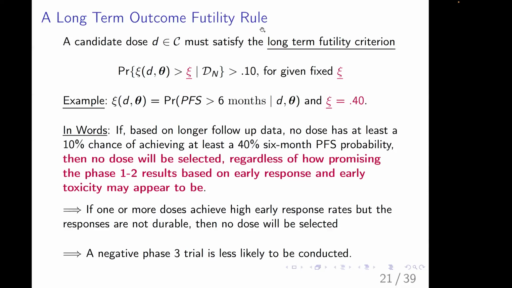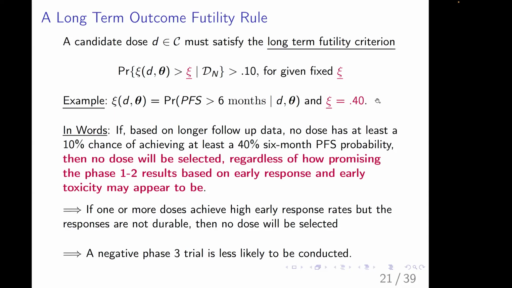Now, for the long-term outcome futility rule, Yang Zhang put this into the design, and it really is important. A candidate dose has to satisfy a long-term futility criterion. So for the long-term success criterion, it's got to have at least a 10% chance of being at least some fixed lower limit psi. And for example, if psi is 0.4 and the long-term criterion is the probability that PFS is at least 6 months, what this is saying is, look, the probability of a 6-month success rate being at least 40% cannot be vanishingly small. It's got to be 0.1.